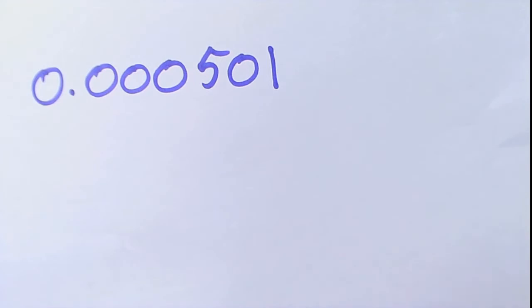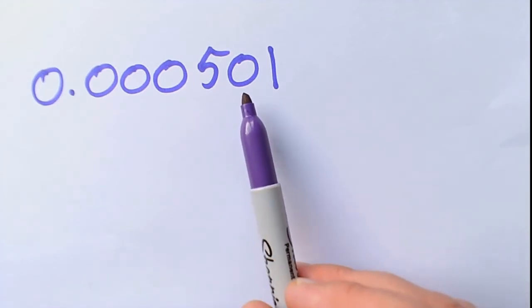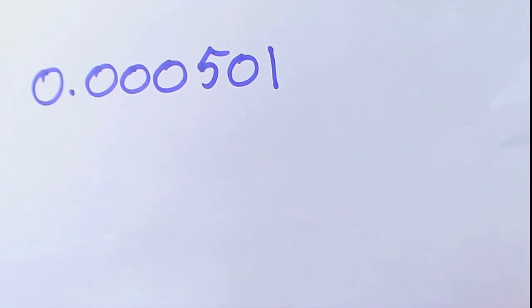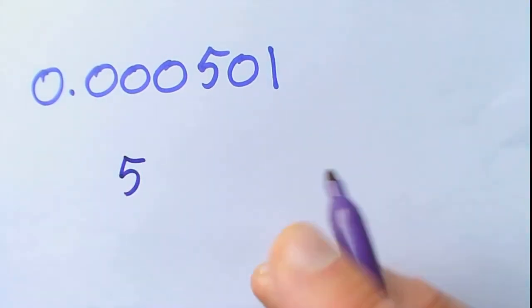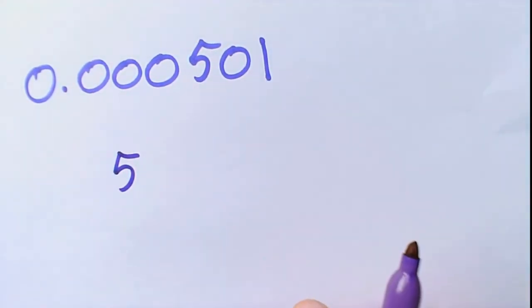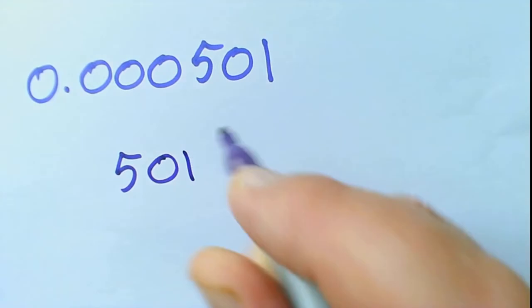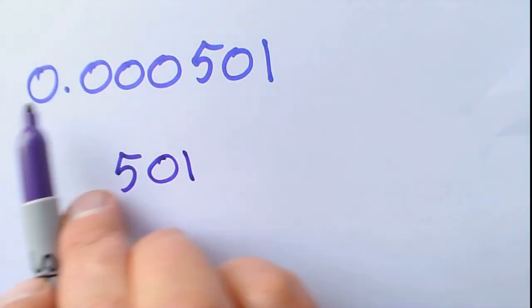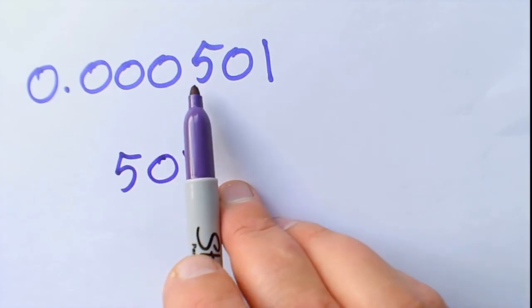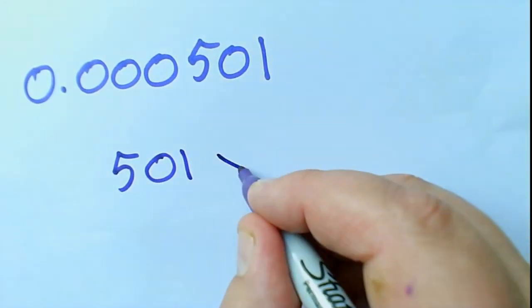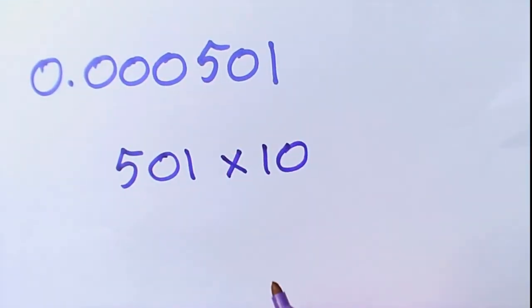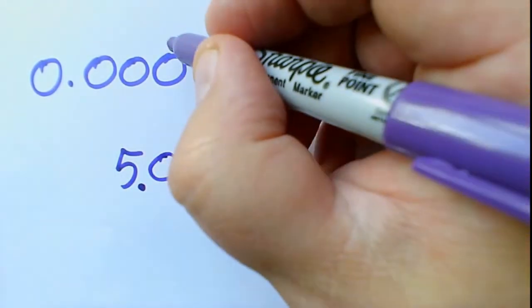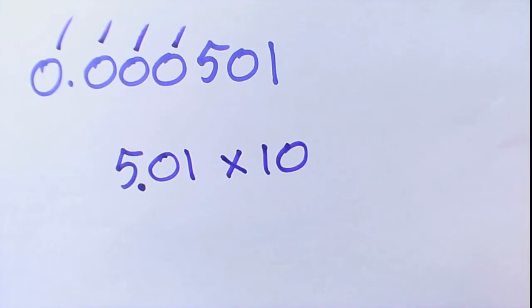The reason why I say it's a bit harder, it's not really, it's just that that zero might throw a few students. They might just write 5 and think, oh, I've got to stop when I write a 0. You just keep writing all of them, so just ignore the first run of zeros and then write the rest of the number, 501, and then put times by 10. You put a point after the first digit each time. Just count the zeros, 1, 2, 3, 4, and put those in.